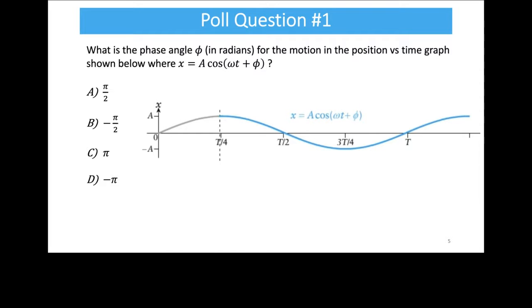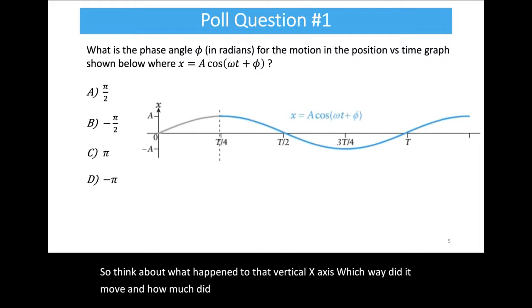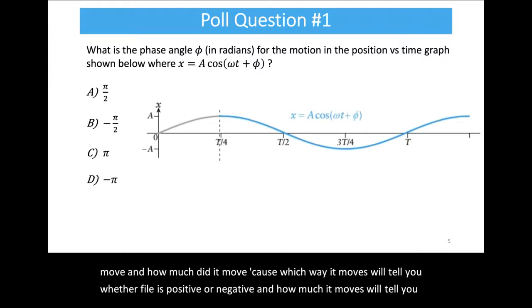So think about what happened to that vertical x-axis. Which way did it move, and how much did it move? Because which way it moves will tell you whether phi is positive or negative, and how much it moved will tell you how big phi is.